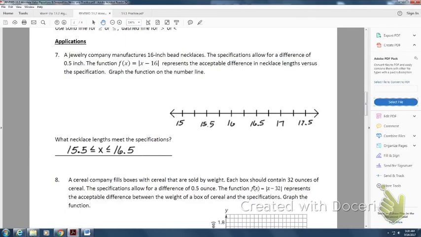Do I need to have open or closed circles on those? Closed. What does a closed circle mean as opposed to an open circle? It's equal to it. And then you would shade that in. That means that all those lengths in between those two is acceptable.